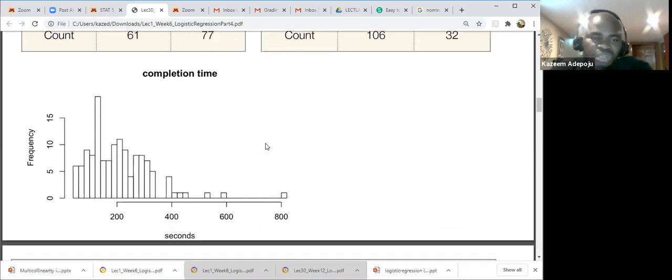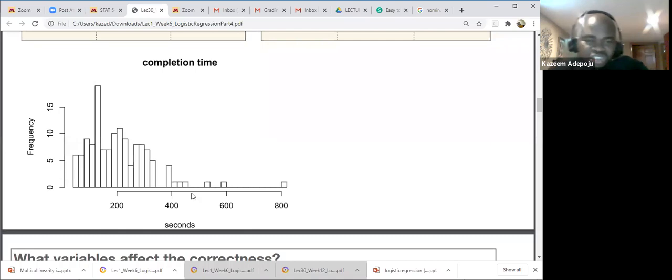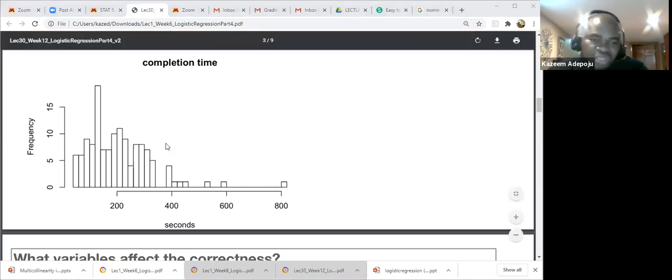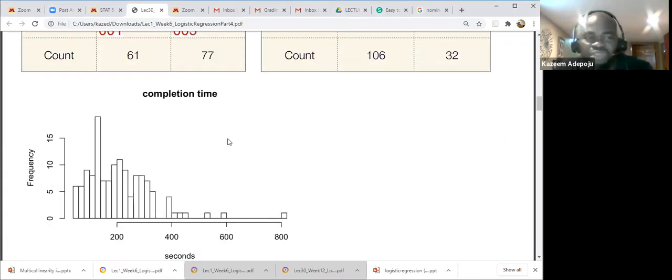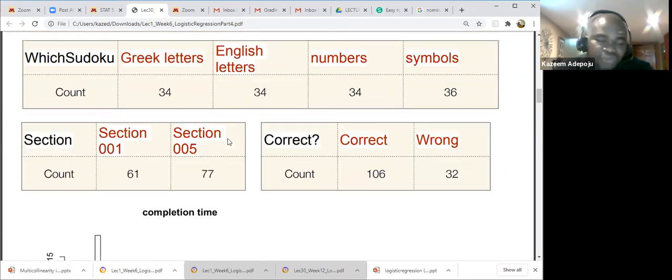We also have this histogram, showcasing the probability distribution of the completion time. So that's exactly what you have right here. And don't forget, I told you, if you want to do regression modeling, you need to first have what I call descriptive statistics, just like what I'm doing right here.